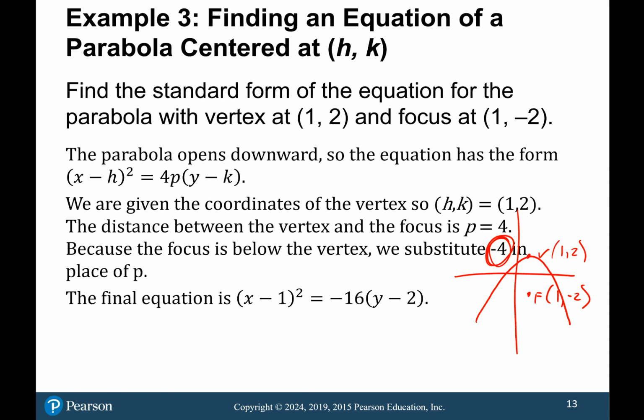(x - 1) quantity squared, leave it in its factored form, is equal to 4 times -4, so that'll be -16 as the coefficient out front. Again, leave the set of parentheses, (y - 2).